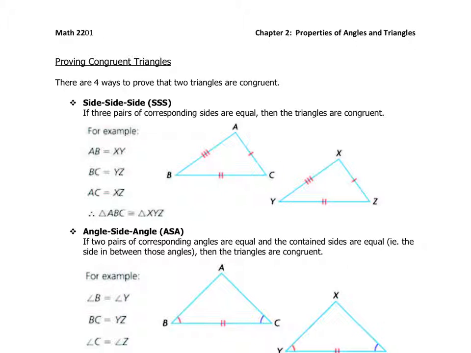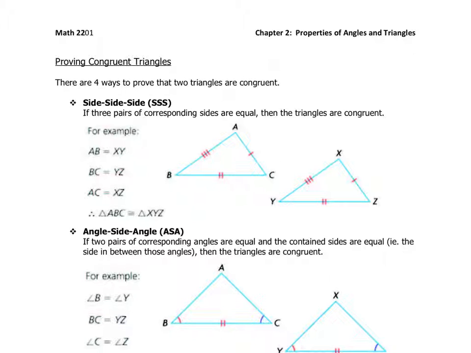Okay, when you're proving triangles are congruent, you don't necessarily have to show that all 3 sides and all 3 angles match up. There are a few pieces of information that you can have that will be enough to show that the triangles will have to be congruent. One of these ways to prove that triangles are congruent is called side, side, side, and basically just means you have to have all 3 sides matching up.